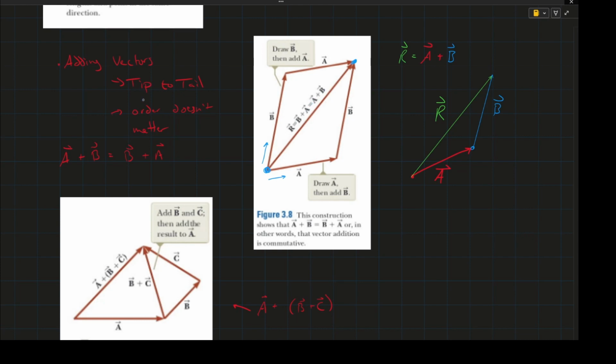So the order you add them does not matter. In most cases, there's not really going to be a better way to do it. You just pick one and go with it.